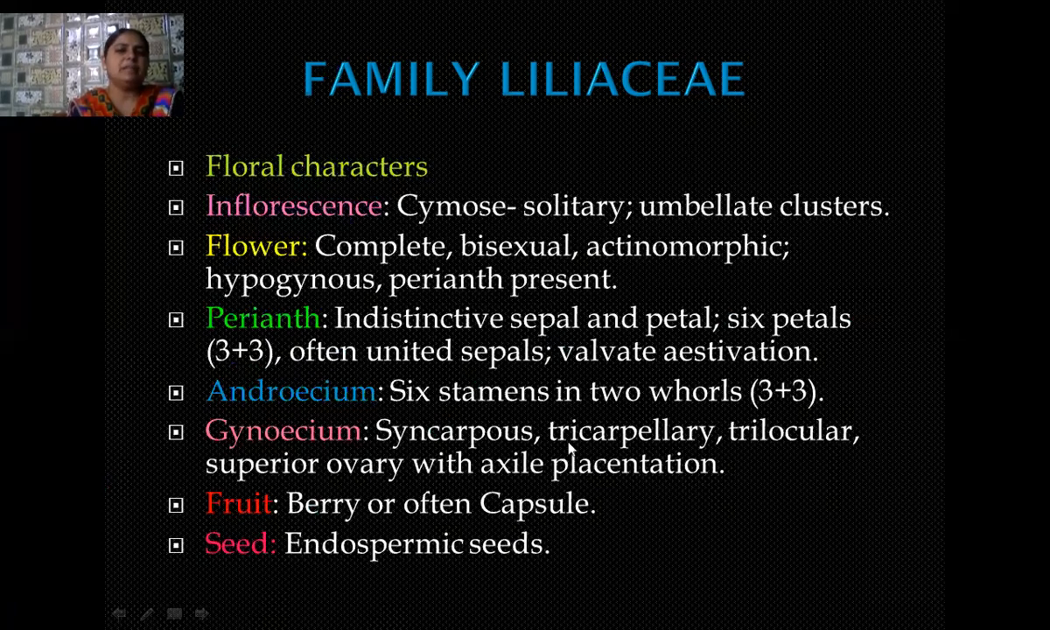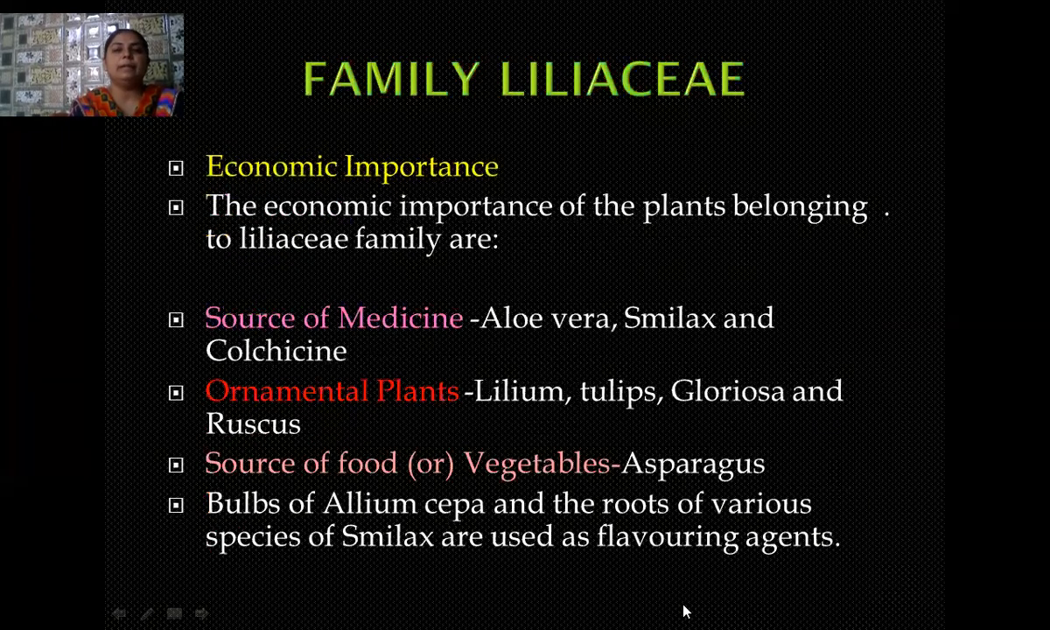Androecium, how many stamens are there? 6 stamens are there, and they are arranged in 2 whorls. The pattern of 3 plus 3. Gynoecium, syncarpous condition is there. That is, all the carpels are fused together. Tricarpellary ovary is there. This means how many carpels are there? 3 carpels are there. And trilocular means how many locules are there? 3 locules are there. Ovary is superior and having the axile placentation. Fruit is berry and sometimes capsule type of fruit is also present, and seeds are generally endospermic, that means endosperm is not totally consumed by the embryo.